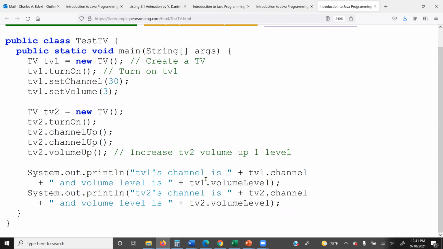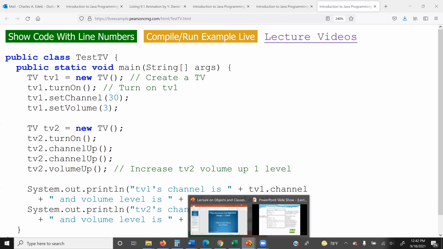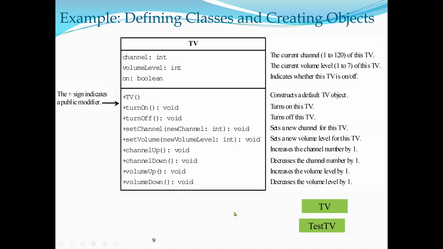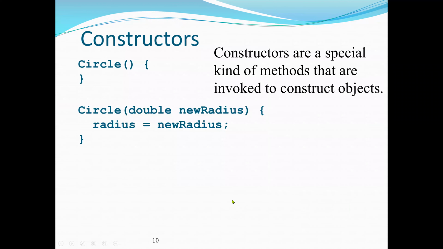So here we say the TV channel is whatever the TV channel is. That's TV1, the first object. The second is also the same, TV2, the second object. We want to know the channel and we want to know the volume, that is the volume level. So that's a good example. The whole concept of object-oriented programming is what we have gone through so far. Now, in our next lectures, we're going to discuss inheritance and polymorphism.